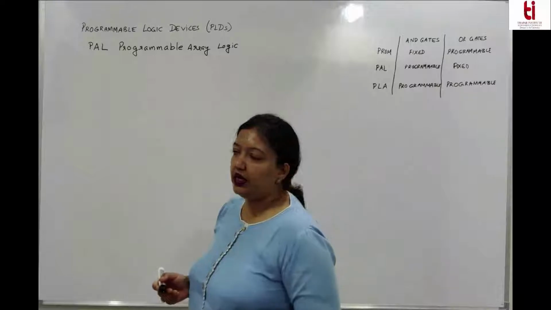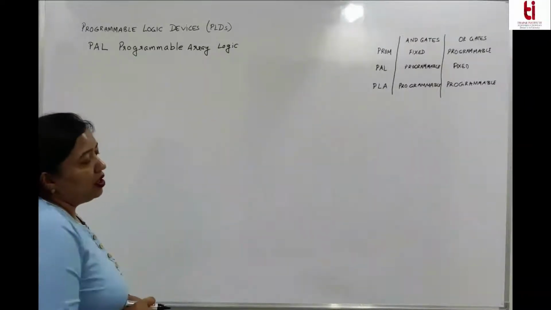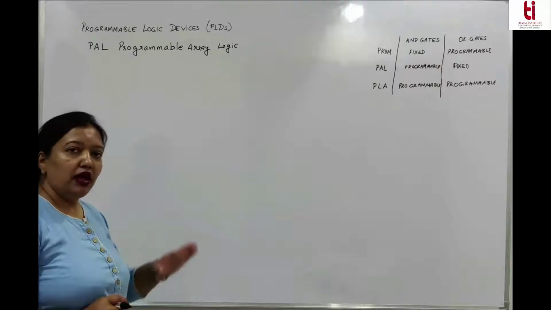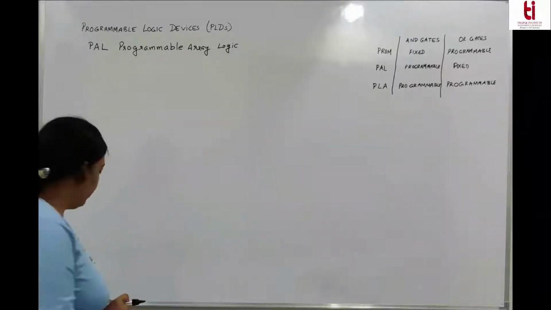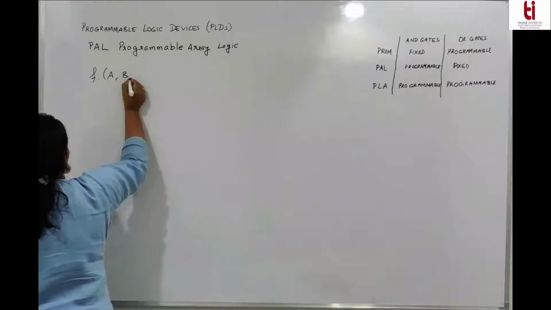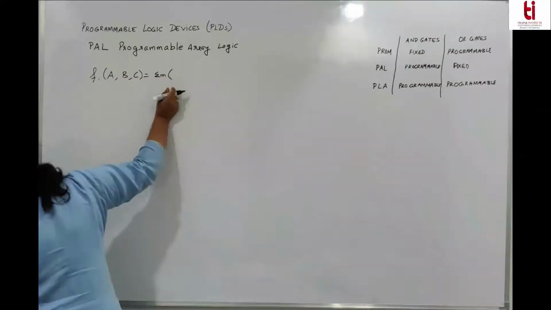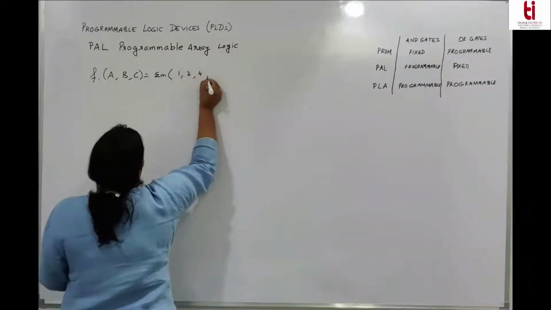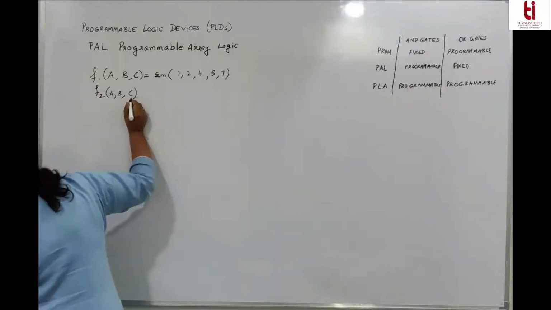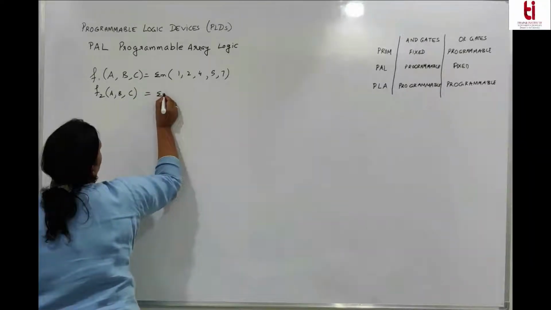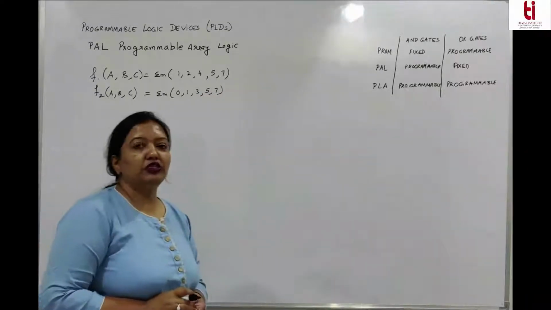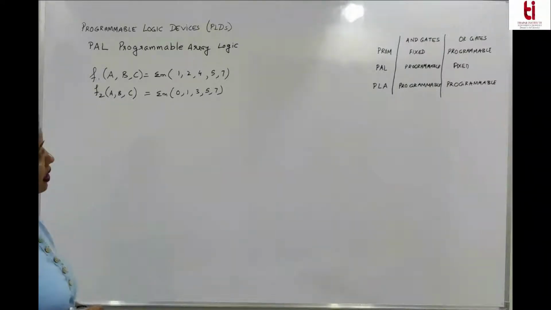One more thing which is different from PLA and PROM is that here we will not have a decoder and will not generate the complement of the functions in SOP form. We'll have just the expressions. Let's have a function F1 which is dependent upon the variables A, B, C, and we have to implement two functions using a PAL.